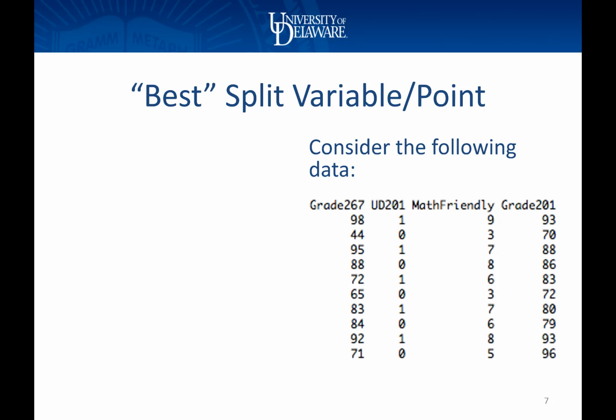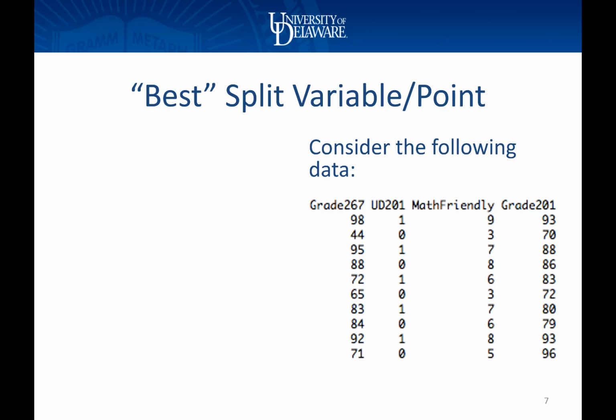So look at this little data set of 10 students. Grade 267 is this class. This is the experimental version, 267. And those are the average final grades for this class for 10 students. In the second column, UD 201, a 1 means that they took Math 201 at the University of Delaware, and a 0 means they did not.